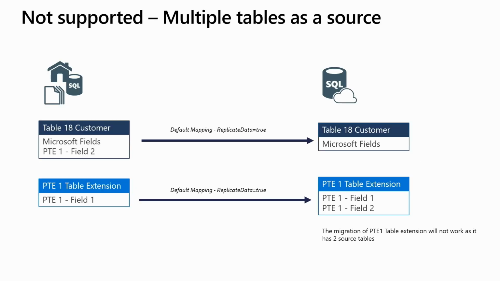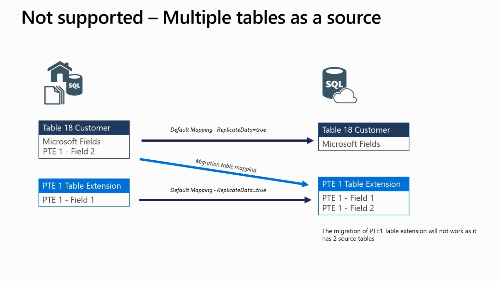So for the table migration mapping, the last item that I wanted to mention is that we do not support multiple tables as a source. And to explain what this means, if we have a case like this, where we would like to move the PTE1 field from the table customer to PTE to this extension here during the cloud migration. However, the same extension exists on-prem. So you want to move the field from one table into another table by providing a table mapping like this. This is unfortunately not supported.